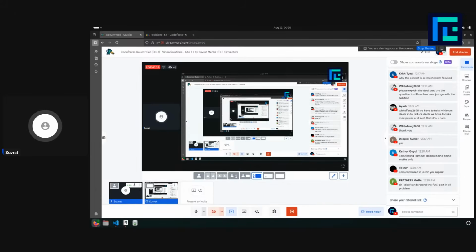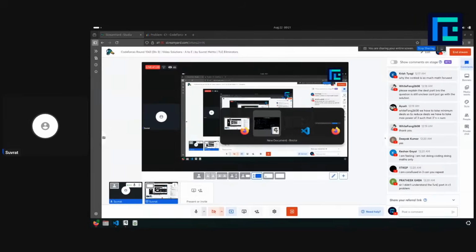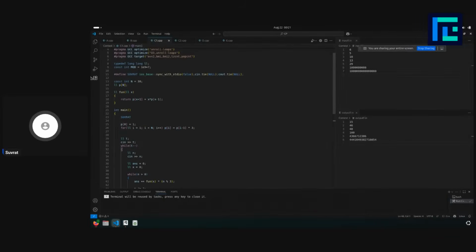Sir, I didn't understand the fun part in C1 problem. Fun is nothing. Fun is just a function which returns 3 to the power x plus 1 plus x into 3 to the power x minus 1.